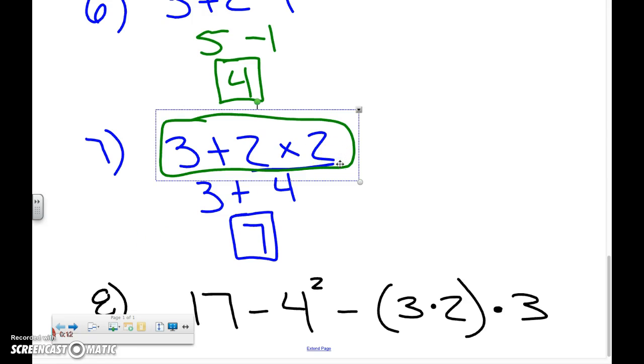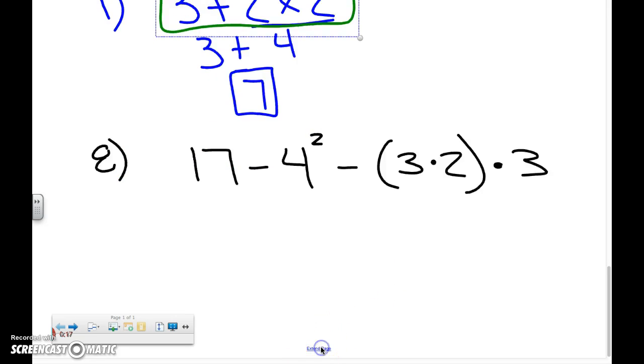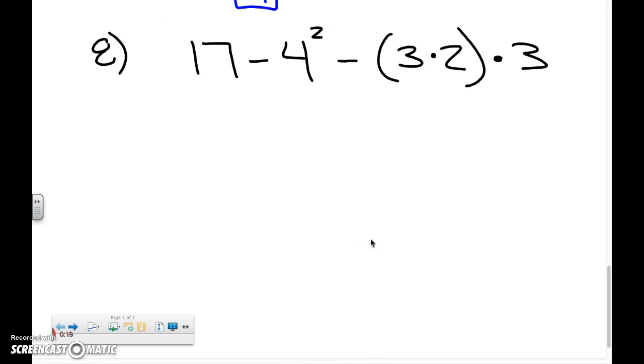It is 17. I got a test page, Mr. Tucker. 17 minus 4 squared minus 3 times 2 times 3. Order of operations, PEMDAS. We're talking about going every single step by showing our work. What is the first thing you're going to do on this problem, Mr. Kelly?